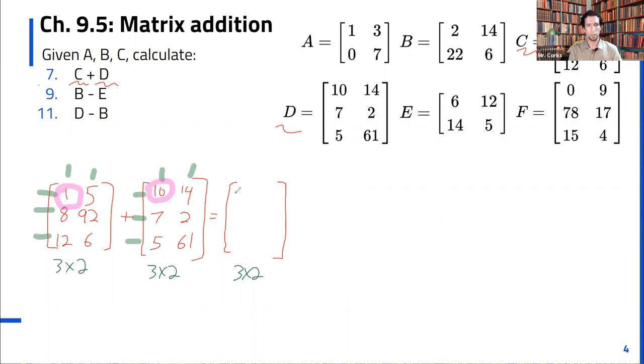So 1 plus 10, that's 11. And we do the same thing for all of the positions. Just find the matching position on the other side, add them together, and that's it. 5 plus 14 is 19. Okay, tell me what the rest of the values are here. Next row. 8, 7.